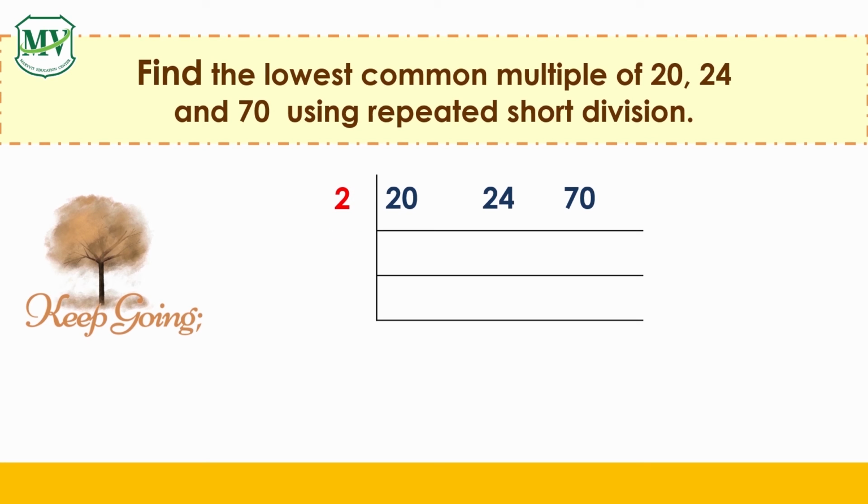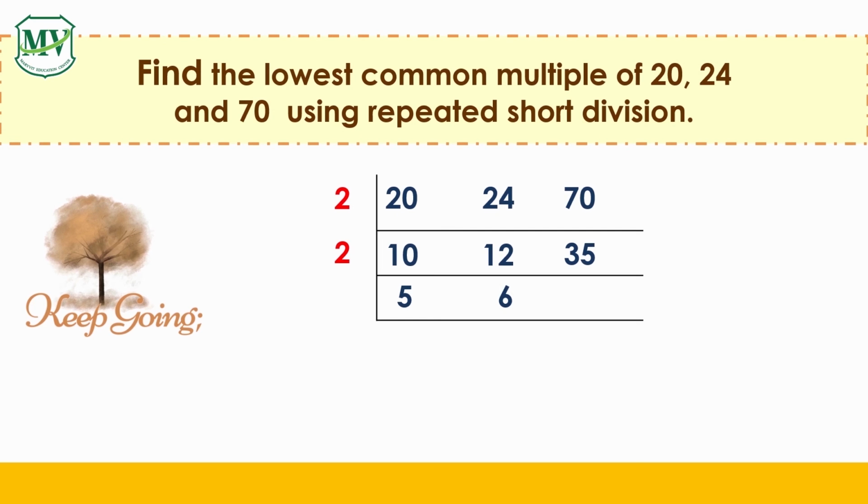Let's start dividing. 20 divided by 2 equals 10. 24 divided by 2 equals 12. 70 divided by 2 equals 35. Let's continue dividing 10, 12, and 35. 10 divided by 2 equals 5. 12 divided by 2 equals 6.